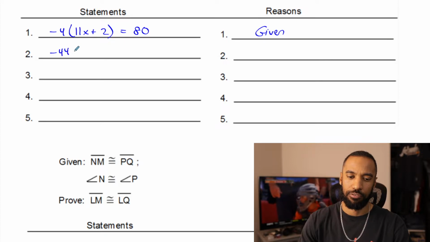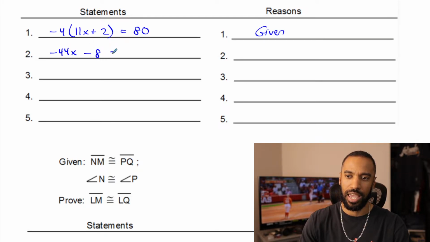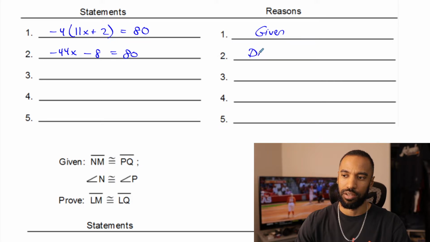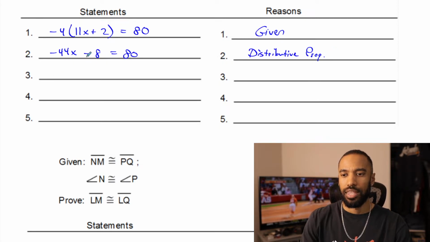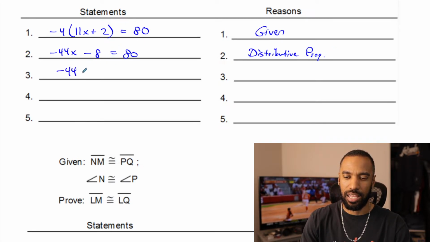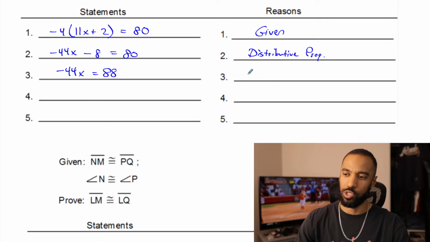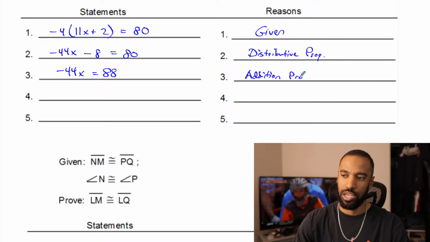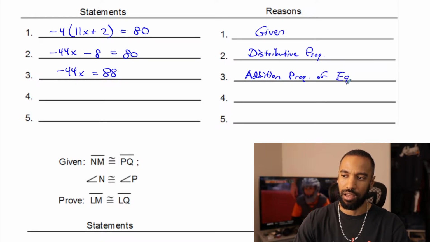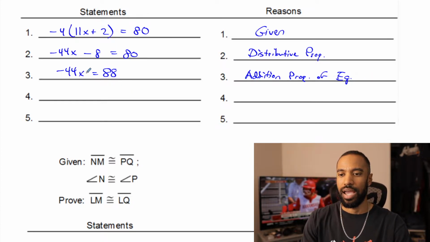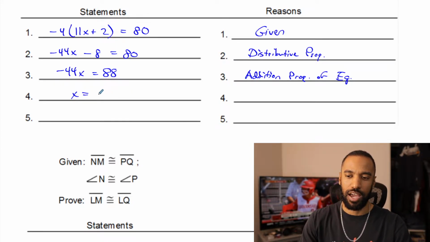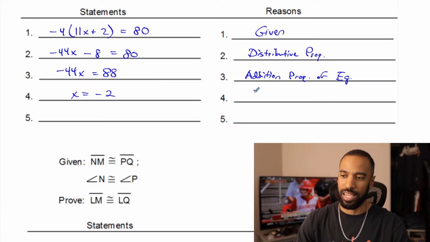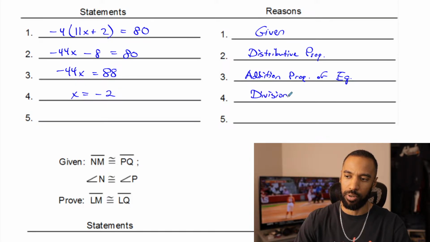If I distribute the -4, I get -44x minus 8 equals 80. That's the distributive property over addition. Then I'm going to add 8 to both sides, and I get -44x equals 88. That is what is known as the addition property of equality. If you add something to one side, you must add it to the other side of equality. And then I use the division property of equality, divide both sides by -44, and I get -2. That is the division property of equality.